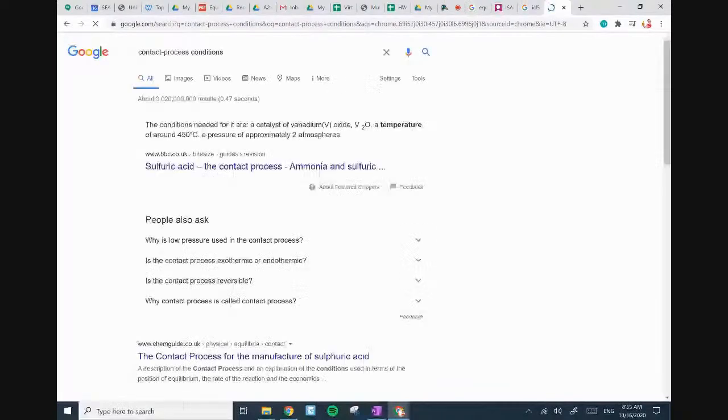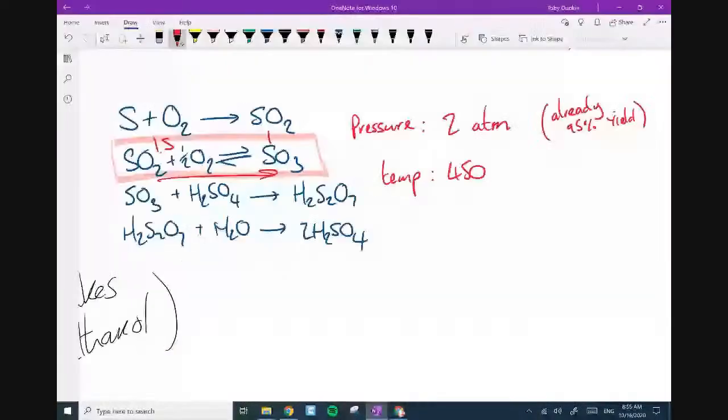450. I knew it was. Yeah, it's nice, isn't it? It's the same temperature as the Haber. 450 degrees Celsius, exactly the same thing again. The forward reaction is exothermic. So this is another compromise, another compromise between rate and yield.